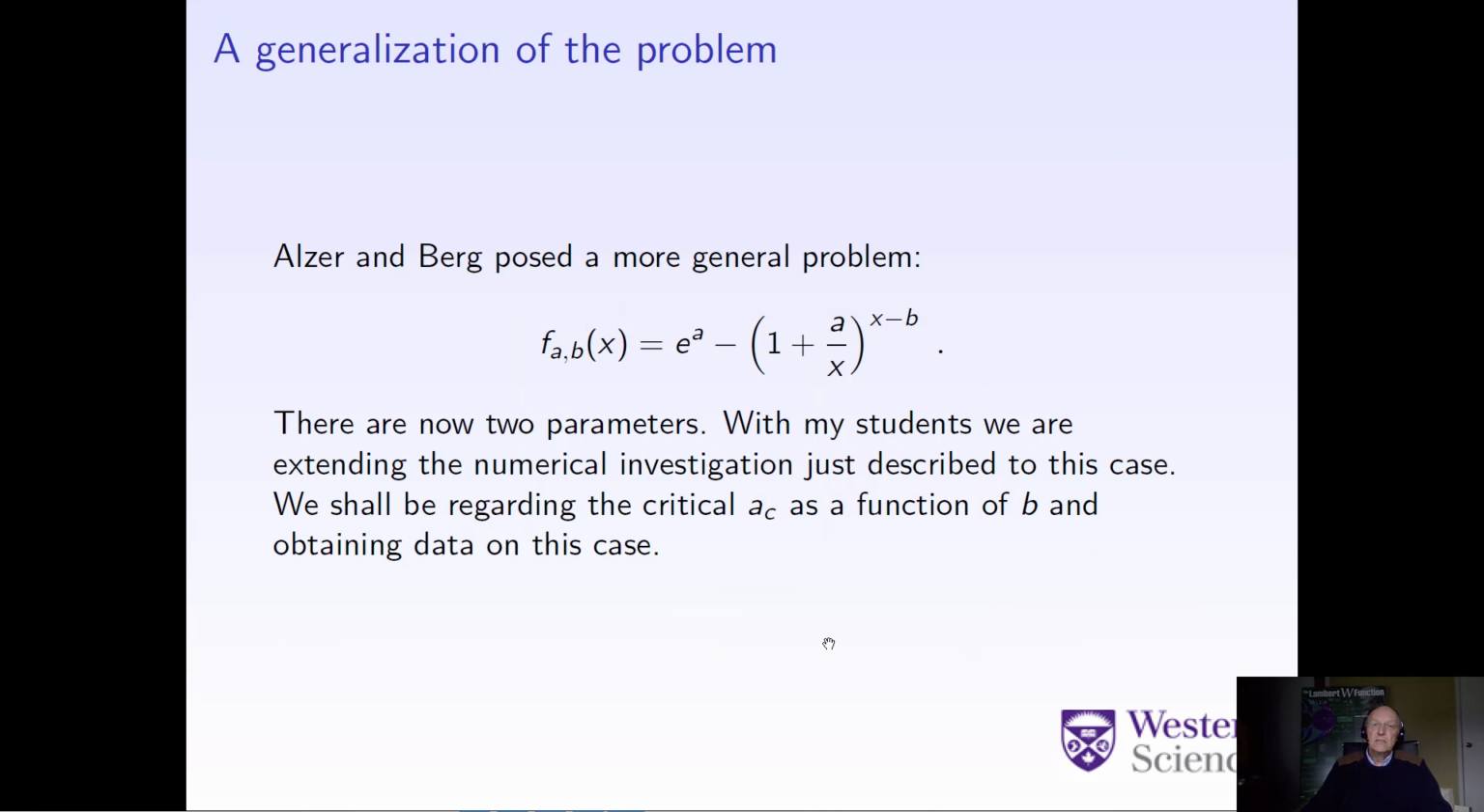A generalization of the problem, just a quick word about the future. Altenberg posed a more general problem. You see e to the a minus 1 plus a over x to the x minus b. So they have added a second parameter to the problem, a and b, and with my students we are at the moment extending our numerical investigation.